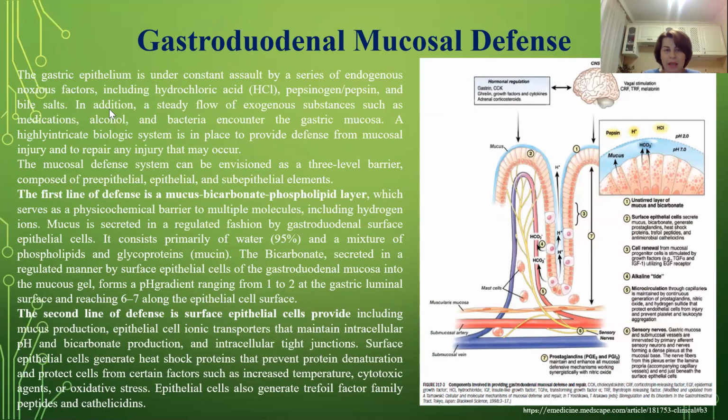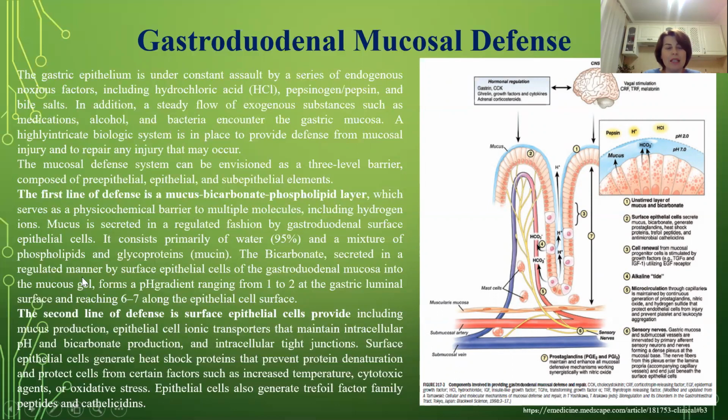The gastric epithelium is under constant assault by a series of endogenous noxious factors, including hydrochloric acid, pepsin or pepsinogen, and the bile salts. In addition, a steady flow of exogenous substances such as medication, alcohol, and bacteria encounter the gastric mucosa. The mucosal defense system can be envisioned as a three-level barrier composed of pre-epithelial, epithelial, and subepithelial elements.